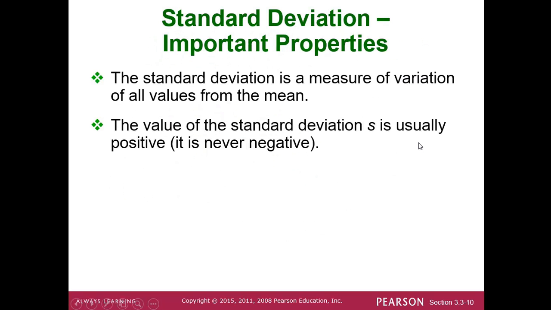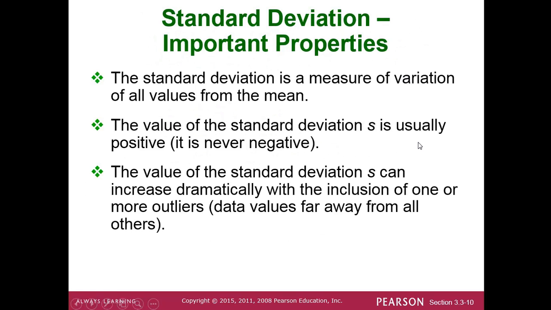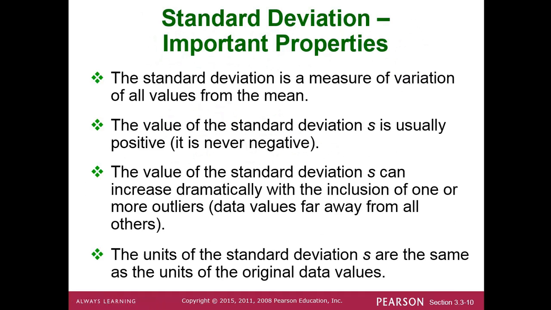The standard deviation is a measure of variation. It is positive. It is never negative. You can't have negative deviation. And if you add one or two extreme scores, what we call outliers, your standard deviation can dramatically change. The units are the same as the units of the original value. So if you're measuring something in number of hiccups, then the standard deviation is number of hiccups. If you measure something in grams, then your standard deviation is in grams.